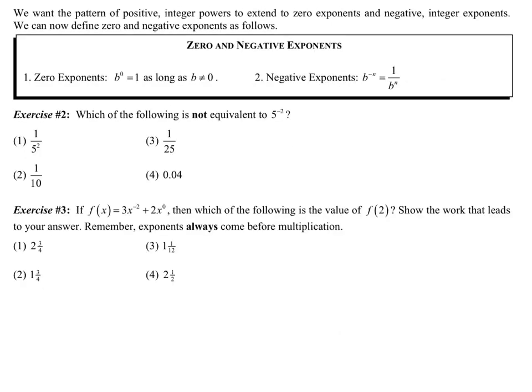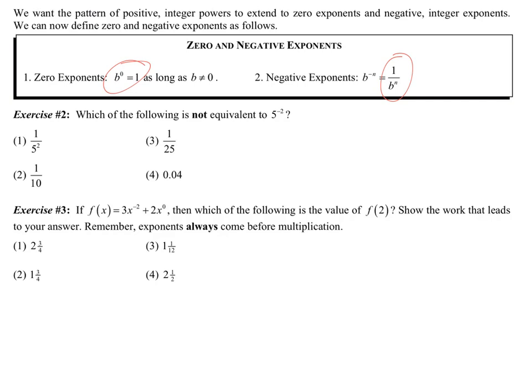We want the pattern of positive integer powers to extend to 0 exponents and negative integer exponents. We can now define 0 and negative exponents as follows. For 0 exponents, anything to the 0 power equals 1. And for negative exponents, when it's to the negative power, it just becomes a fraction, and it is then a positive exponent in the denominator. So which of the following is not equivalent to 5 to the negative 2?